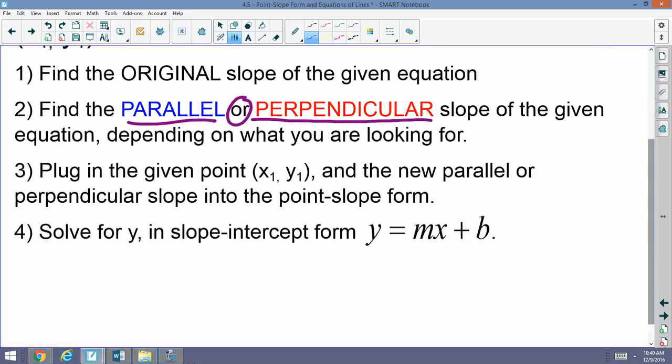Now, step 3, plug in the given x1, y1 and the new parallel or perpendicular slope, depending on what they're asking, into the point slope form, and then you solve for y into the slope-intercept form. So hopefully some of you are saying, there's nothing different than what we just finished doing, except I just have to find the parallel or perpendicular slope. And again, that's why the point slope form is so powerful to me. Very useful, very quick.